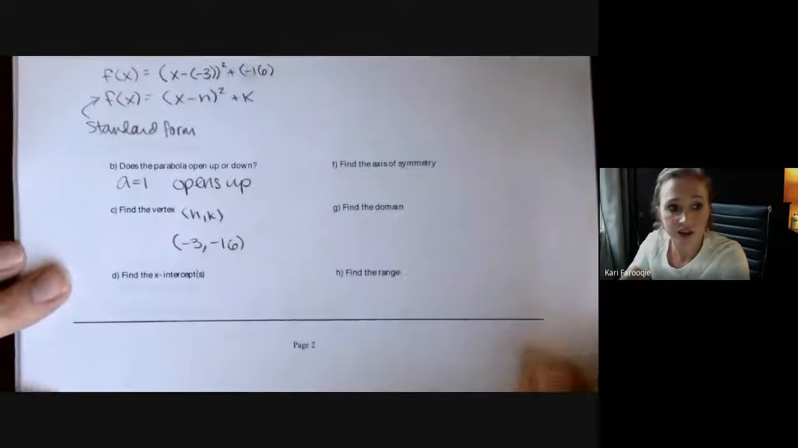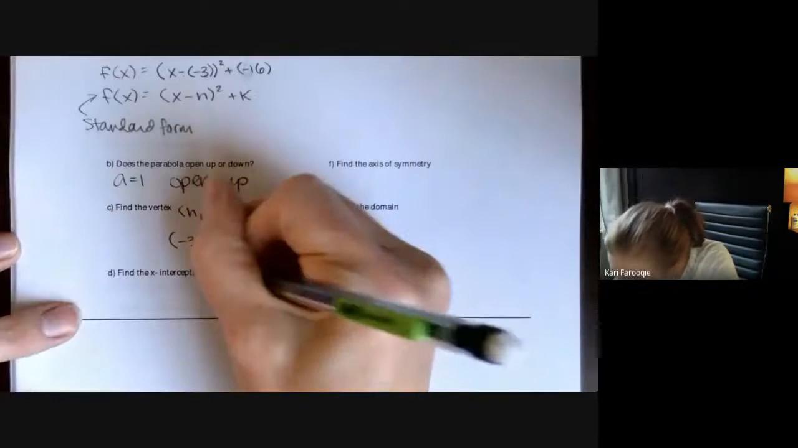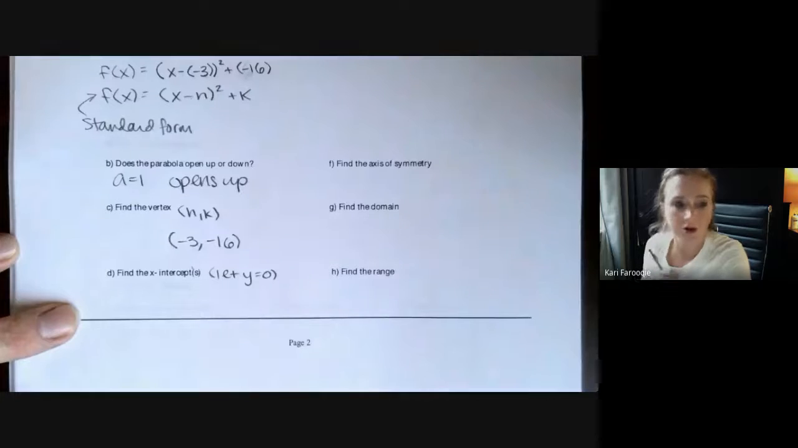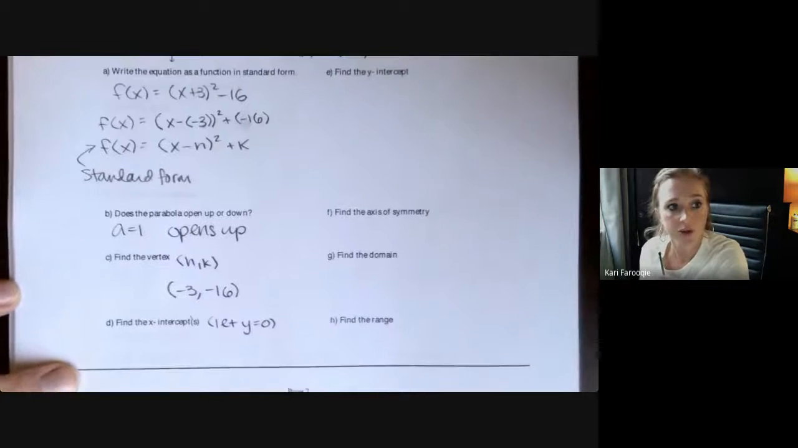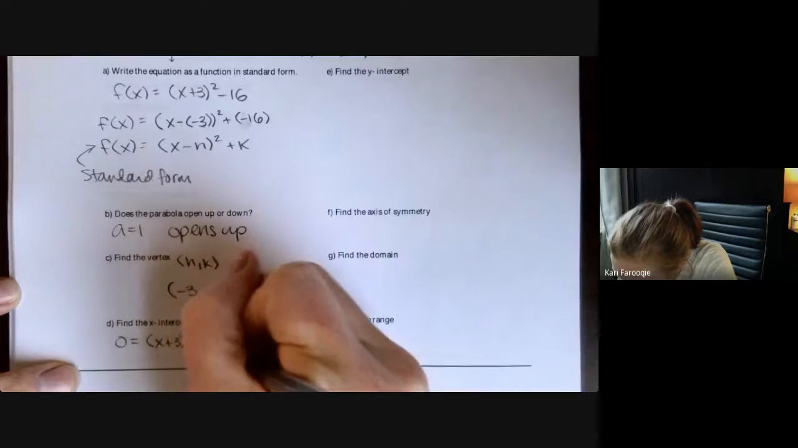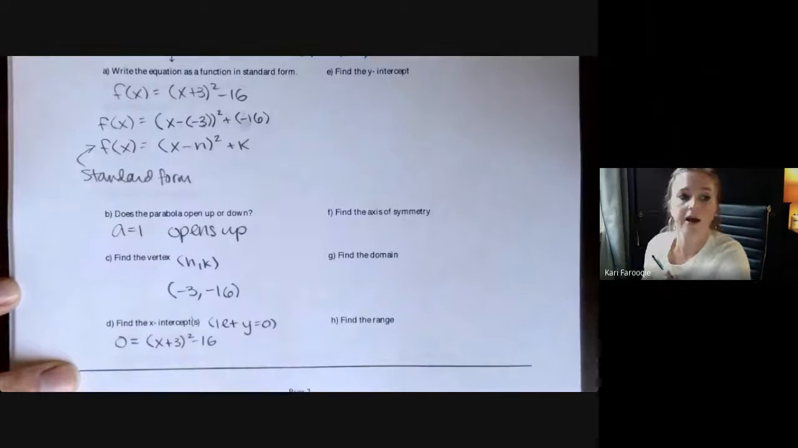All right, let's find the x-intercepts. To find the x-intercepts, we're going to let y equal 0, or let f(x) be 0, whichever way you want to think about it. So I'm going to take my function, swap out 0 for f(x), and then solve for x. So I have (x + 3) quantity squared minus 16 is equal to 0.